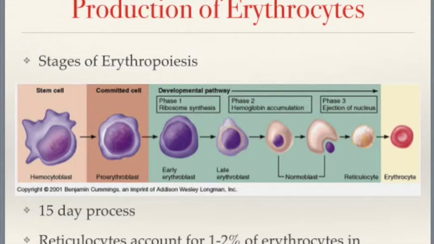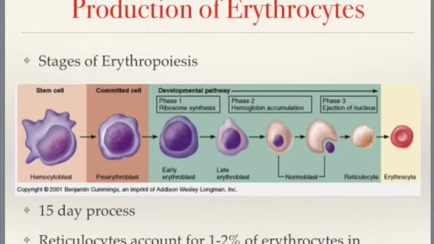a reticulocyte. A reticulocyte is just a young erythrocyte that is either getting ready to enter circulation or has just entered circulation, only for a small amount of time. This whole process takes about 15 days from start to finish. And in healthy people, reticulocytes account for 1 to 2% of total erythrocytes in our blood. If this number is higher, it means we are working harder to produce new blood cells. If this number is lower, it means we are not producing enough red blood cells.